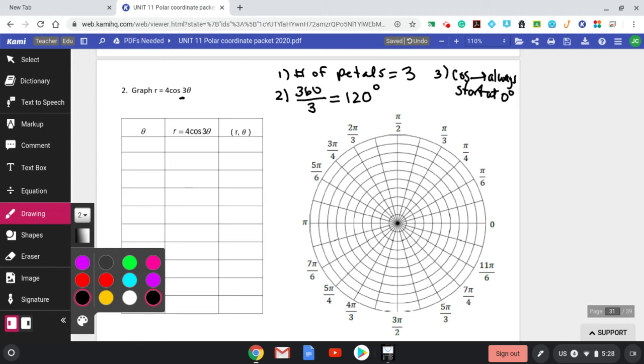I'm going to start at 0. I got 1 at the origin. How far is it going to come out? Well, what's the number out in front here? It's a 4, right? So it's going to come out to 4. 1, 2, 3, 4. Cosine curves always start at 0 degrees.